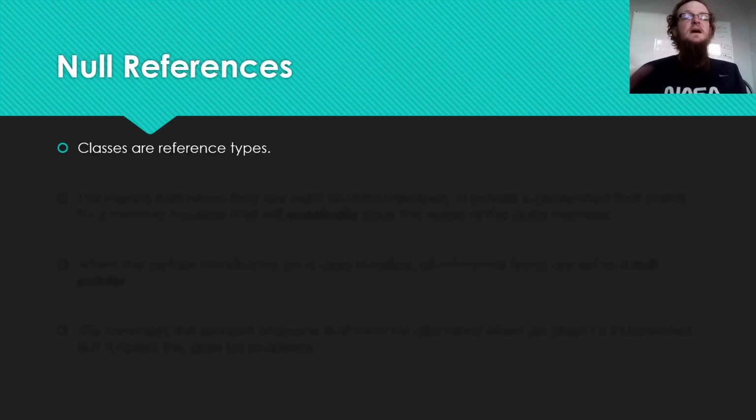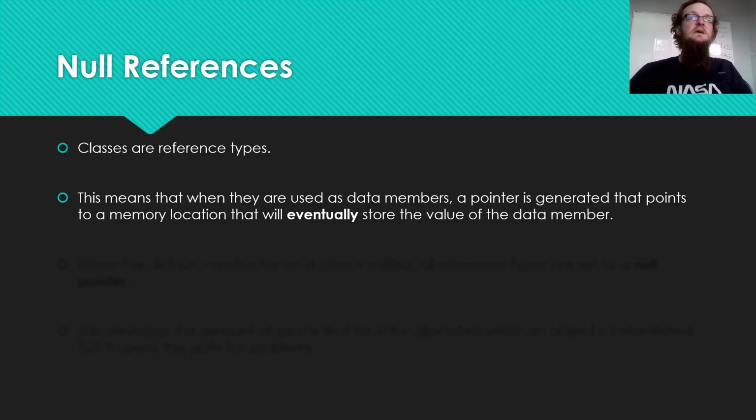So, the conversation about null references. Classes themselves are reference types. What that means is when you are trying to make a class and you have a data member on that class that is also a class type, so it's not a primitive type, it's another class, that property will get stored as a pointer to a memory allocation that will eventually store a piece of data that is the shape of that class. This eventually is bolded because that is not necessarily something that is set up right away.